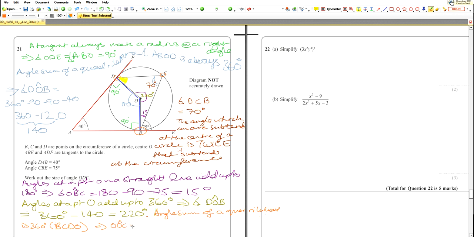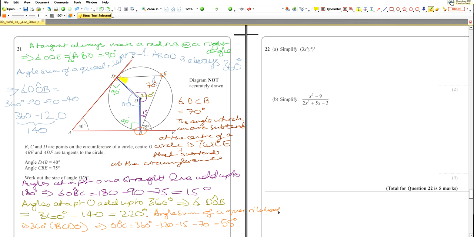angle ODC is equal to what? Is equal to 360 degrees minus 220 minus 15 minus 70, and that will give us the answer. So the missing angle is 55 degrees. If you work that out, that is what it should give us. I know that question was quite long-winded, but we need to give the mathematical proof for all the different steps of our question.